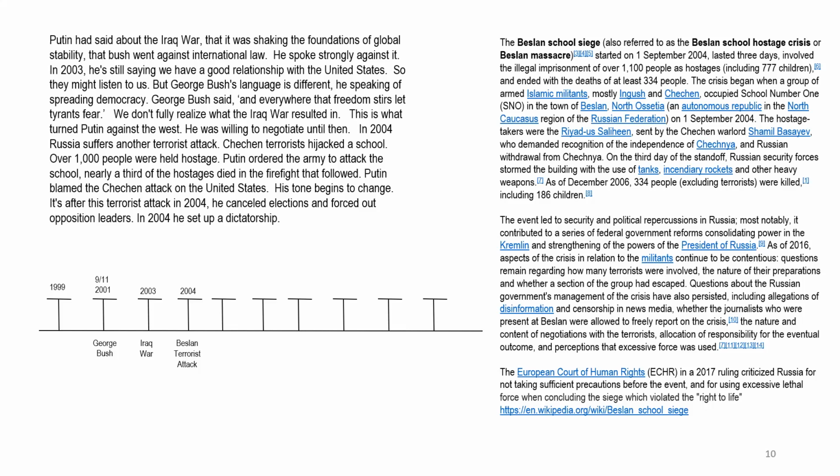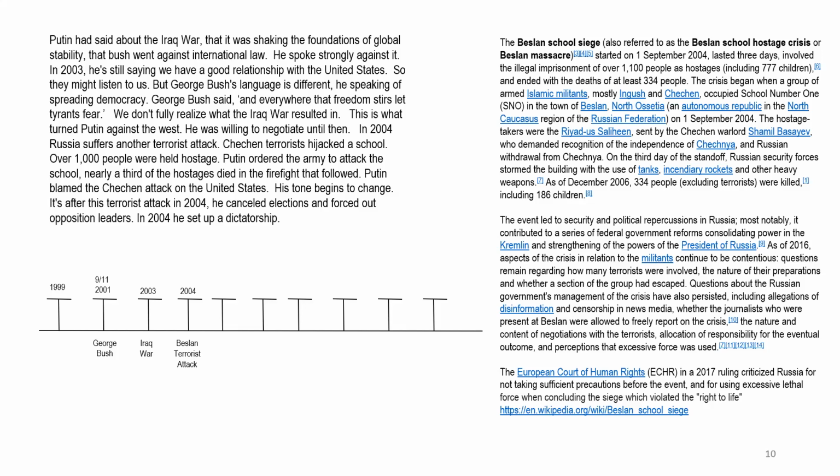In 2004, Russia suffers another terrorist attack. Chechen terrorists hijacked a school. Over 1,000 people were held hostage. Putin ordered the army to attack the school. Nearly a third of the hostages died in the firefight that followed. Putin blamed the Chechens' attack on the United States. His tone begins to change. After this terrorist attack in 2004, he canceled elections and forced out all opposition leaders. In 2004, he sets up a dictatorship.